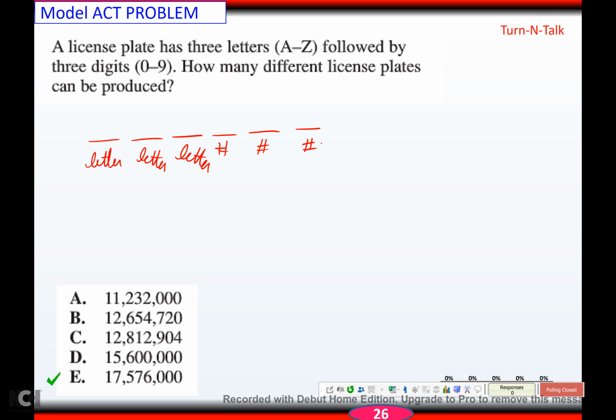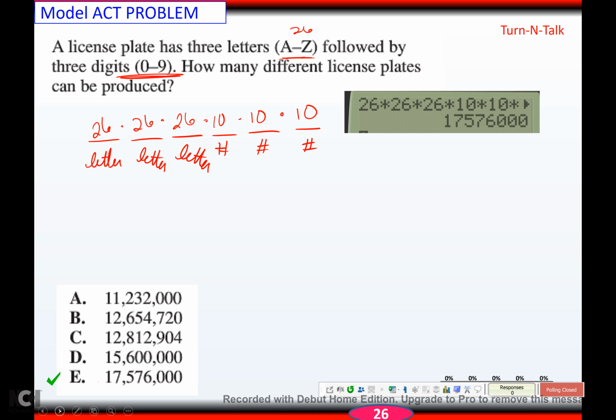Okay? Again, this one is assuming that you can use them more than once. Again, even though it doesn't say, but the only way to get this answer is if you assume that you can use these more than once. So you have 26 choices, because there's 26 letters in the alphabet. You have 26 choices for your first letter, 26 choices for your second, 26 for your third. There are 10 digits in our number system, so you have 10 choices for the first number, 10 choices for the second, and 10 choices for the third. So I multiply all those together, and I get 17,576,000. A lot of possibilities, a lot of license plates.